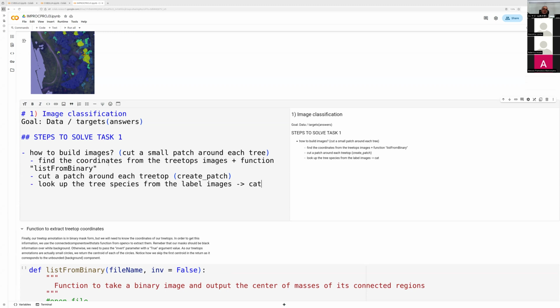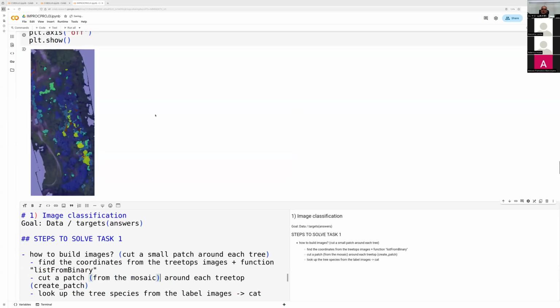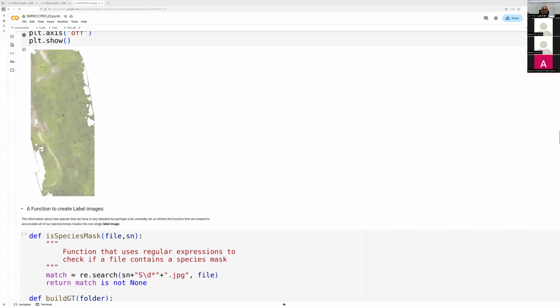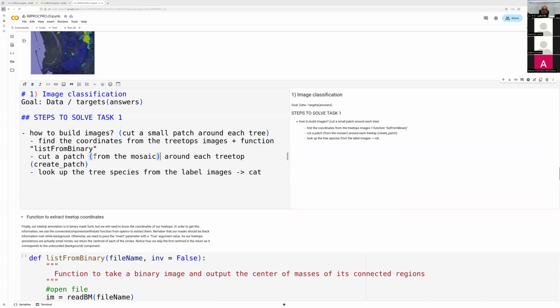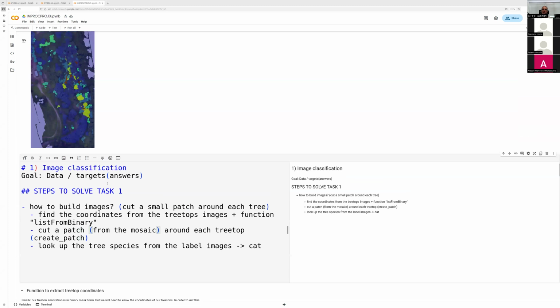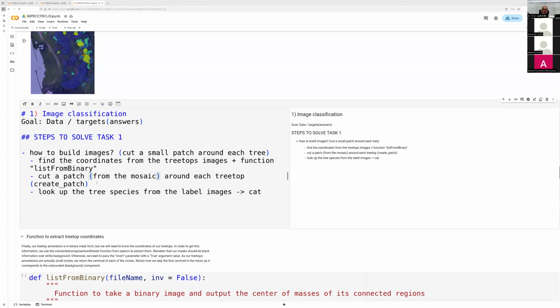Number one, go to the treetops image and get the list of coordinates, the centers of all the trees. Number two, cut a patch, of course, from the mosaic, from the RGB mosaic, around each treetop, around each of the coordinates that I get from here. So I get one set of coordinates, go to the mosaic, go to the proper place and cut a patch with the create patch function. Okay. So after this, I have the image. And now I want to know the tree species. So I go to the same place, but in the label image and look up what species my patch belongs to, okay? I'm going to call im the image.